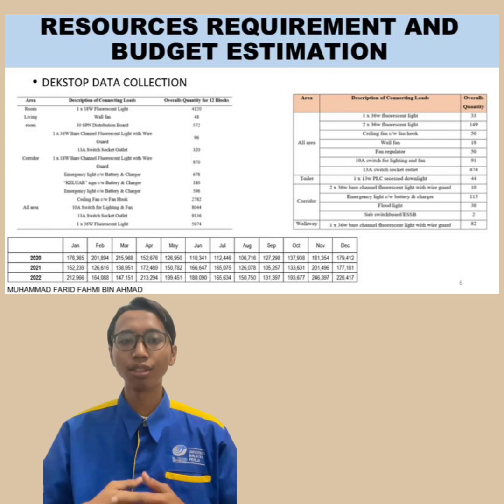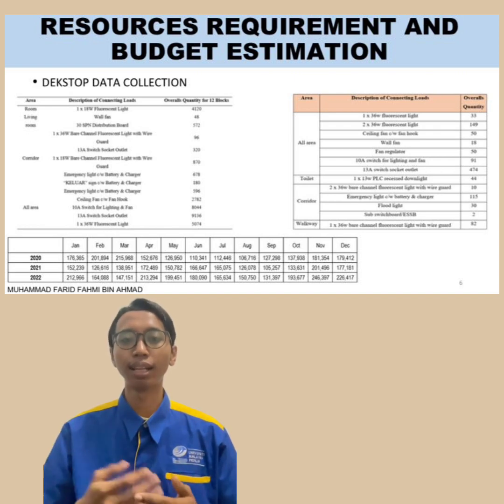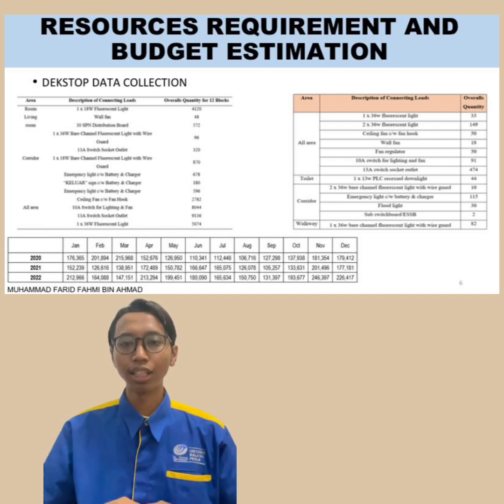To determine the resource requirement and budget estimation, the methods that we use are desktop data collection, which I will present, and the second method is field data collection. Desktop data collection is a method of collecting data that involves using a computer or other device such as a tablet or smartphone to gather information. The task of the assignment is to audit a UNIMAP building.